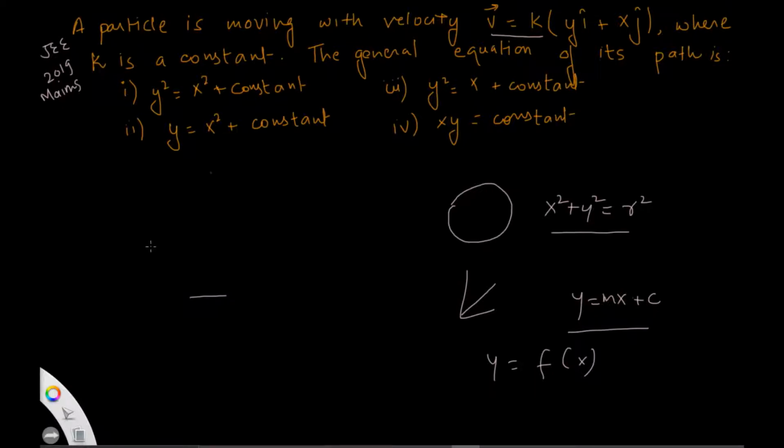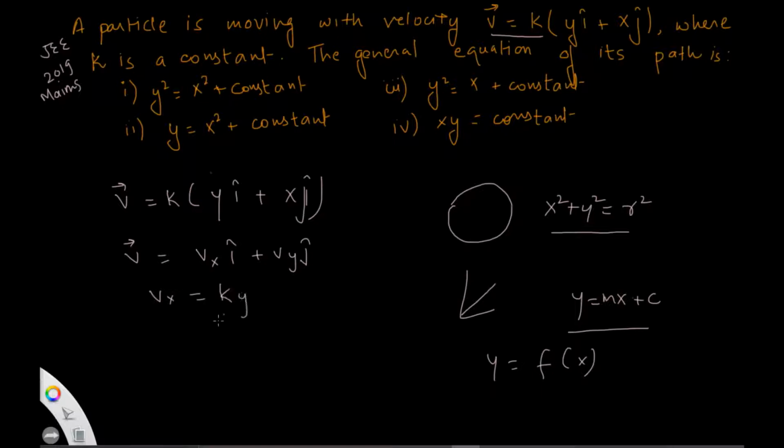First we will pick up our question from JEE Mains, in which we are given the velocity as a function of x and y. The velocity is k y i cap plus x j cap. We also know that velocity is nothing but an addition of the i component and the j component. So the velocity vector is nothing but Vx i cap plus Vy j cap. Since we know the x and y components, Vx will be ky and Vy is nothing but kx.